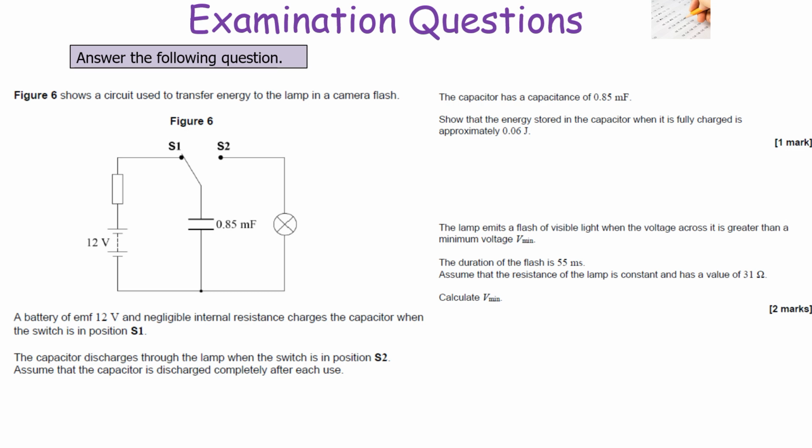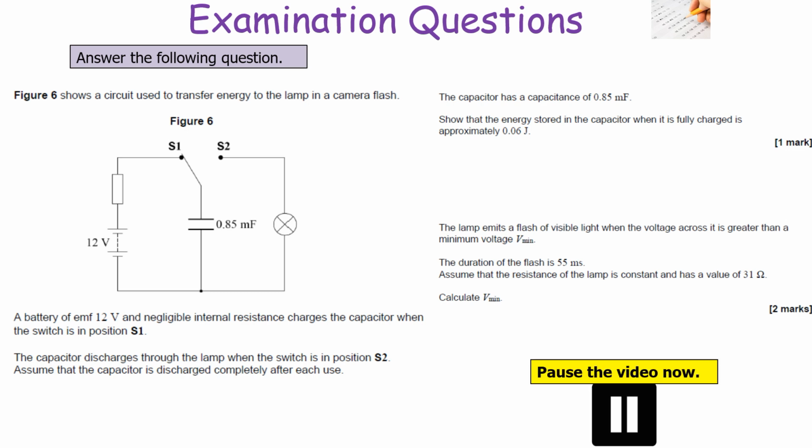The duration of the flash is 55 milliseconds. Assume that the resistance of the lamp is constant and has a value of 31 ohms. Calculate V min. So pause the video now, then unpause the video when you want to go through your answer.